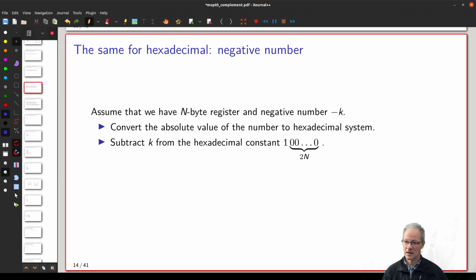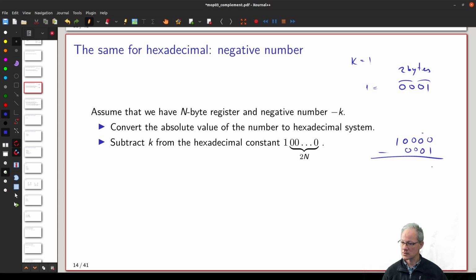So the first step is to convert k in hexadecimal. And so k is equal to 1, and in hexadecimal, let's say we have 2 bytes. Therefore, 1 is going to be equal to 0001 in 2 bytes, the first byte and the second byte. And now we need to subtract k from this number, so we need to subtract 10000 minus 0001, in order to get the value in 2's complement. So what is the result?